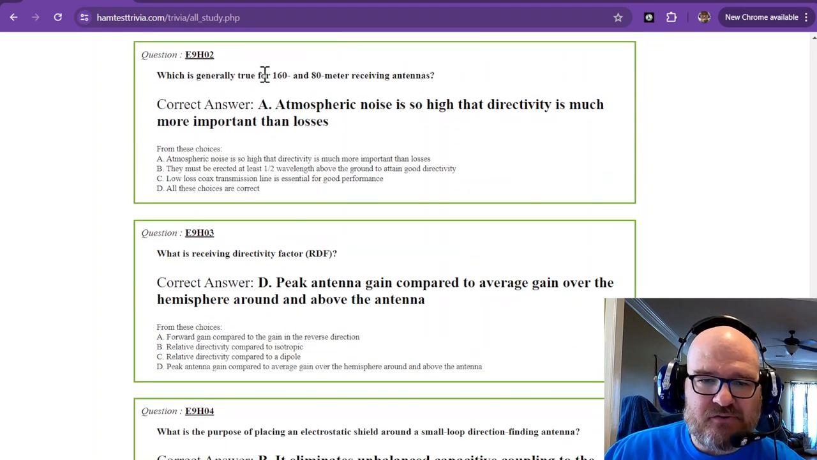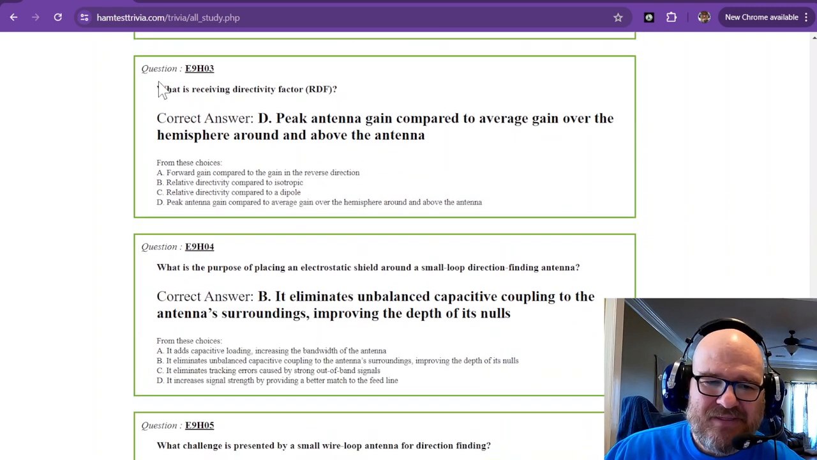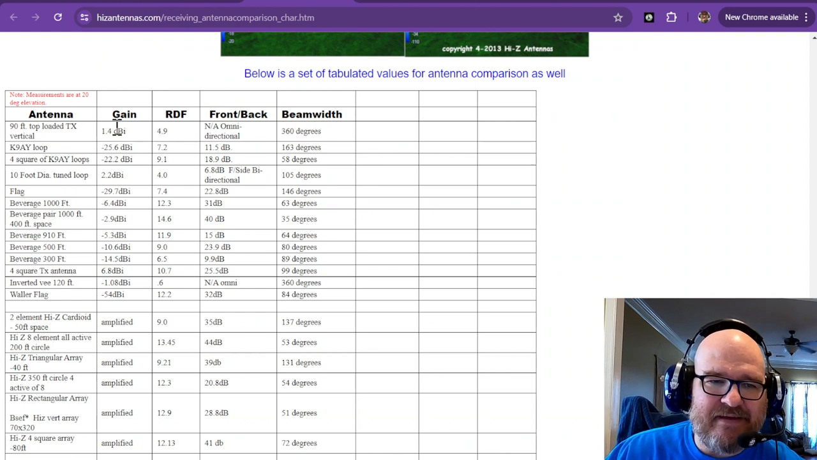What is generally true for 160 and 80 meter receiving antennas? Atmospheric noise is so high that the directivity is much more important than losses. And that is generally true. What is receiving directivity factor, or RDF? And that's not resting dummy face. That is receiving directivity, the peak antenna gain compared to the average gain over the hemisphere around and above the antenna.